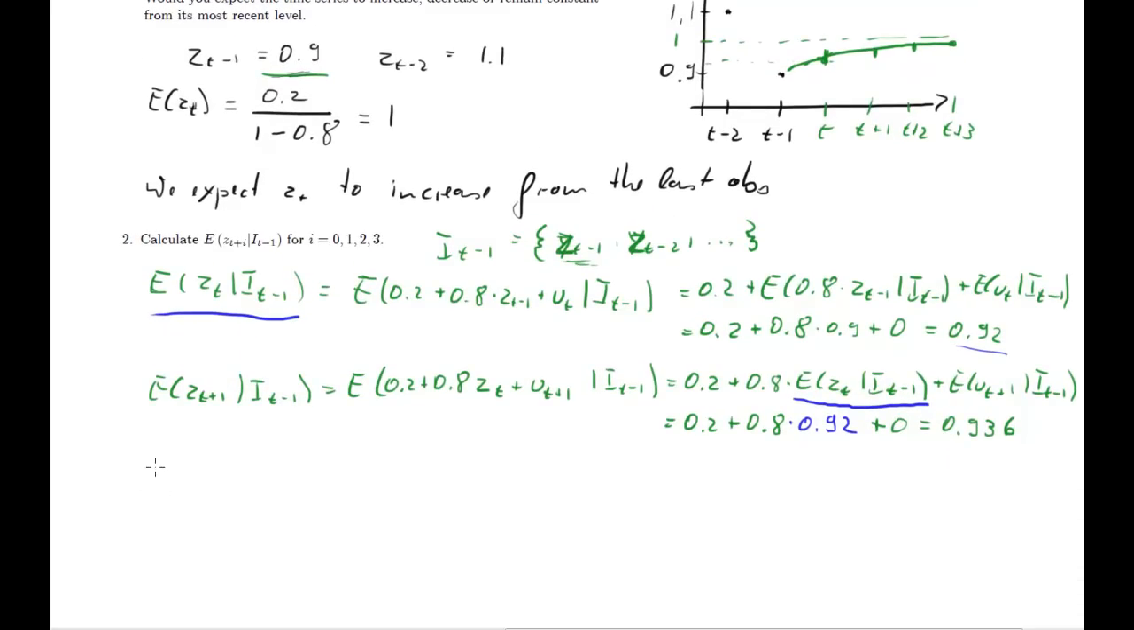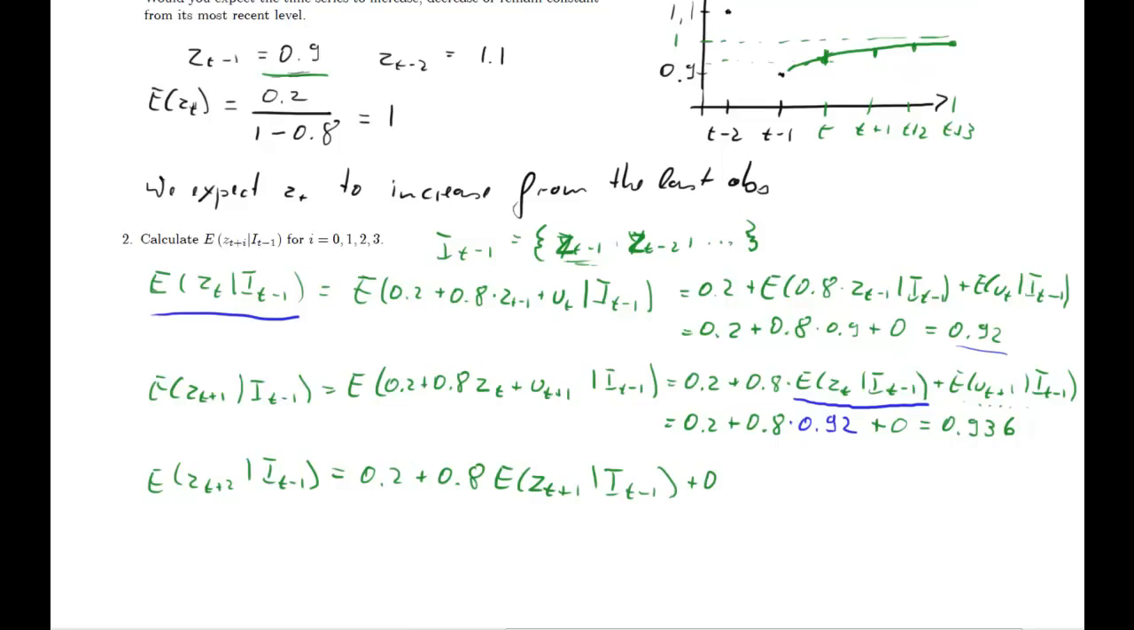And we can continue like this: E[s_{t+2} | I_{t-1}], and now I'll do a little shortcut because we can see the pattern here. We get 0.2 plus 0.8 times the expected value of s_{t+1}, that was the predecessor value, given information at time t minus 1. And then we get the last bit again, the expected value of u_{t+2} given I_{t-1}, but this is going to be 0 again.